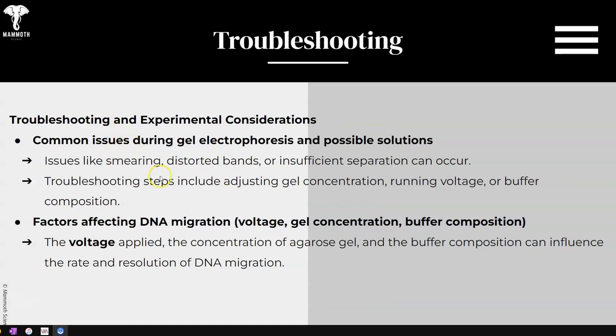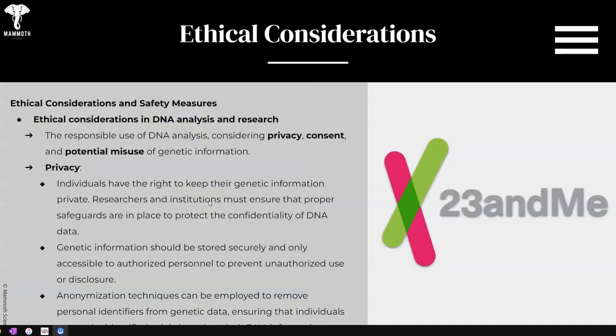Now, some common issues: smearing, distorted bands, insufficient separation. That just takes some practice in a lab. You can also have problems with the amount of voltage applied or the concentration of the gel, once again fixed with the right lab technique.